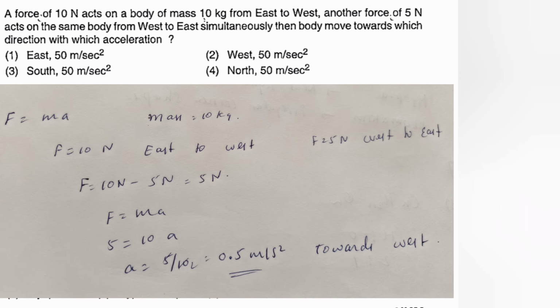So the 10 Newton east to west and 5 Newton west to east, and mass is 10 kg. So the net force here is 10 minus 5, that is 5 Newton, towards west. So we can calculate acceleration from Newton's second law, F is equal to ma. So we want to calculate a. So a is equal to F divided by m. So 5 by 10. So we will get 0.5 meter per second square. So the direction is west and the acceleration is 0.5 meter per second square.